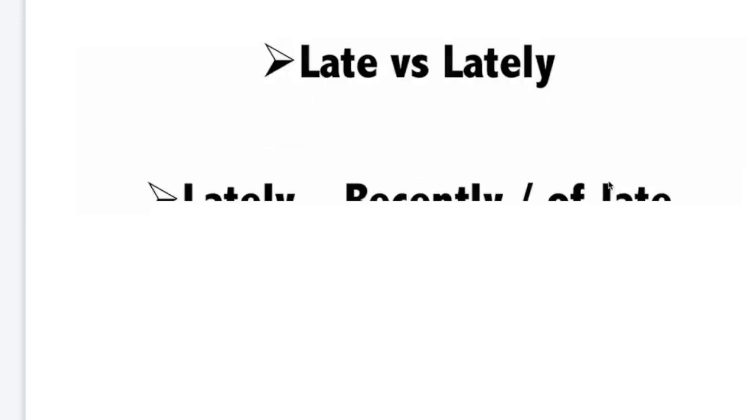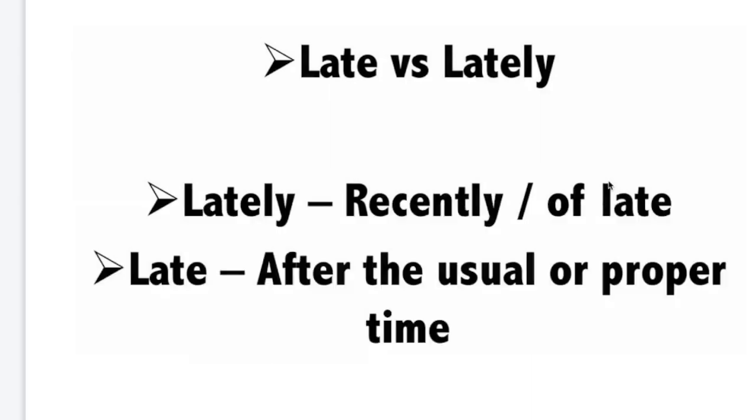Now let us see the difference between late versus lately. See, late is very, very easy. Late means when you are late. Like for example, I came late. But lately means recently. Or it is also called off late. Off late means very, very recently. Something that has happened recently. And late means after that time.